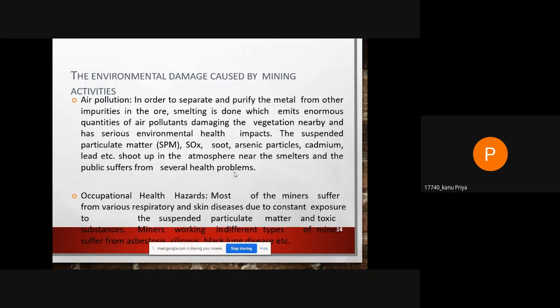several health problems. Occupational health hazards. Most of the miners suffer from various respiratory and skin diseases due to the constant exposure to suspended particulate materials and toxic substances. Miners working in different types of mines suffer from asbestosis, silicosis, black lung disease, etc.